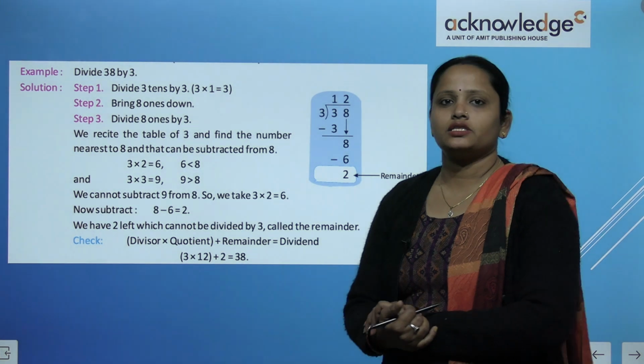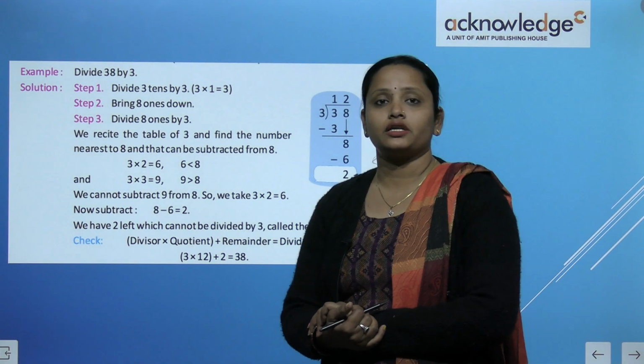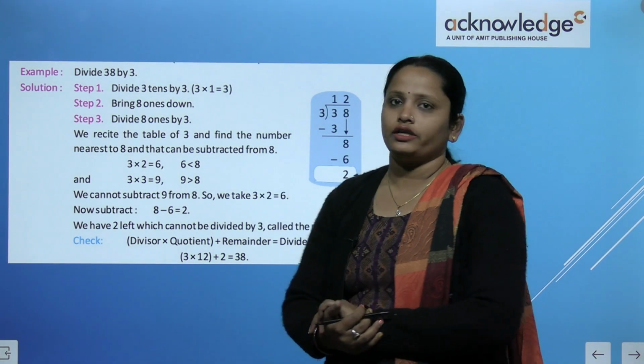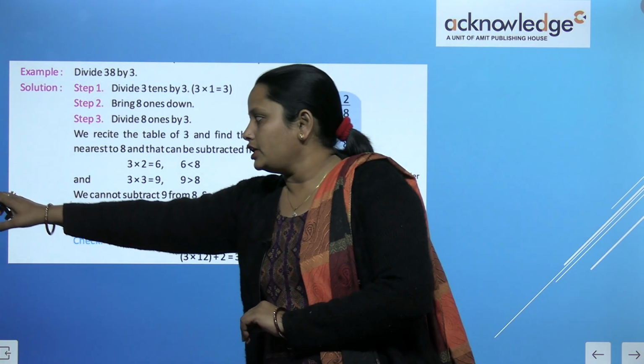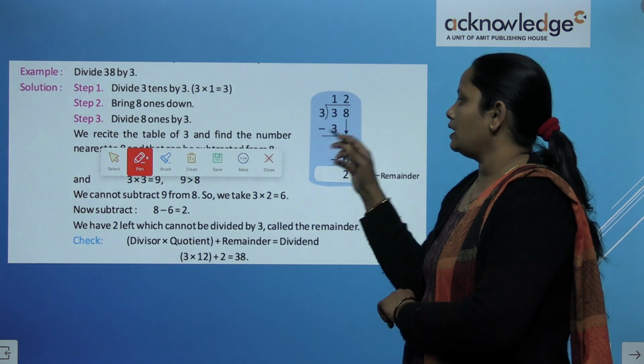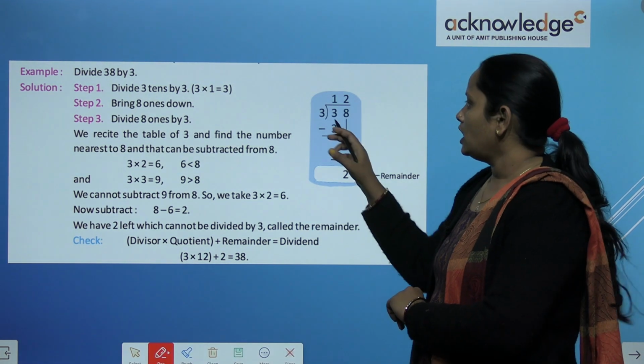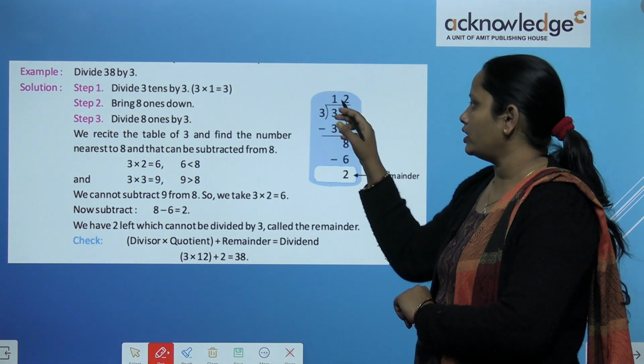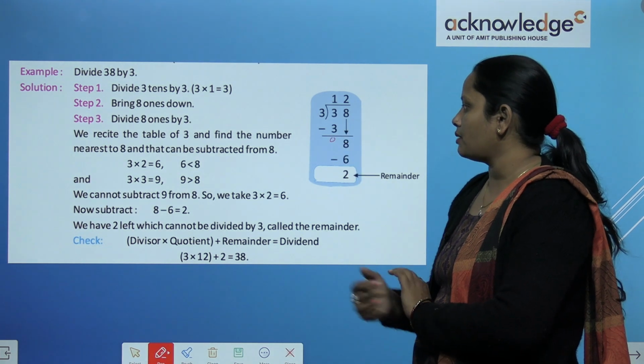Now children, let's do the example that is given here. We have to divide 38 by 3. 38 को हमें किससे डिवाइड करना है? 3 से डिवाइड करना है. सो चलिए पहले हमने इन्हें कॉलम में अरेंज कर दिया. अब 3 की टेबल में हम क्या रखेंगे? 3. 1 times 3 आता है. चलिए 0 बचा है यहाँ पे.